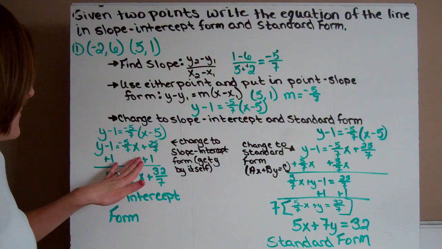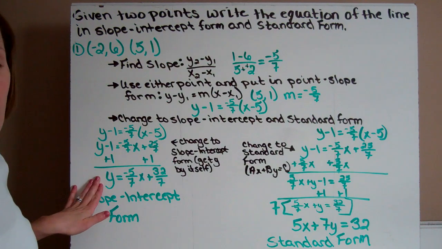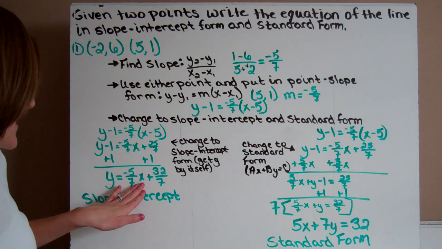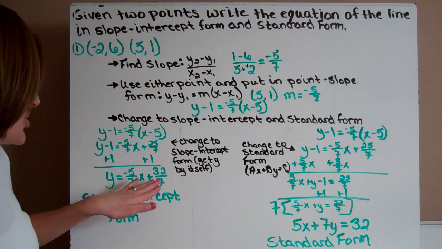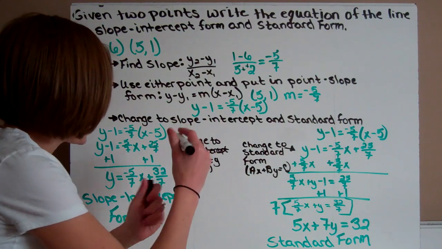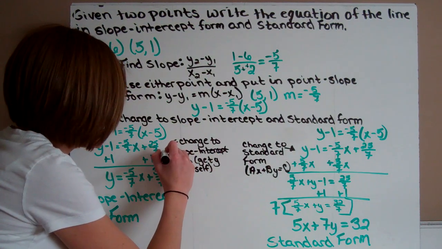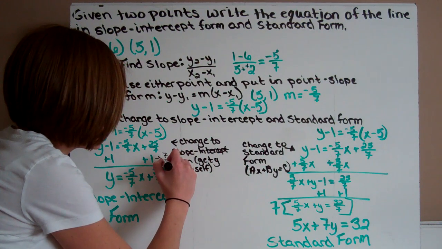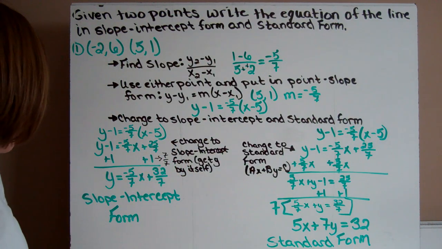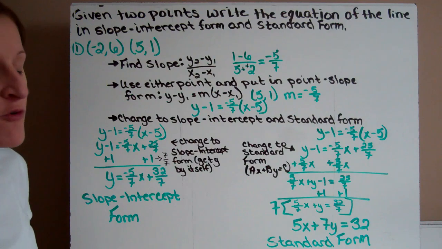I'm going to add 1 to both sides because I need y by itself to get y equals negative 5/7 x plus 32/7. Because this 1 is like saying you're adding 7/7. Okay, so it's the same thing as 7/7. And 25 plus 7 is 32, and you still have the same denominator. So this is our slope-intercept form.